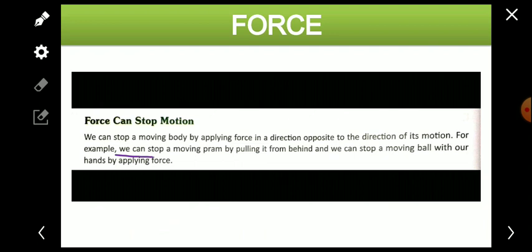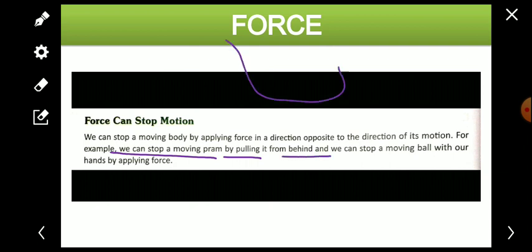For example, we can stop a moving pram. What is a pram? Actually, it is a baby cart in which a baby, a child, is kept and the trolley is moved. It is like a trolley. You must have seen one in your neighborhood or in your house also. So the example is that we can stop a moving pram by pulling it from behind.